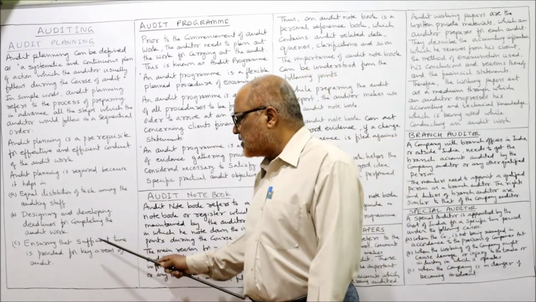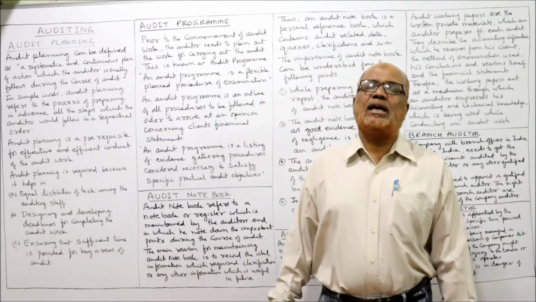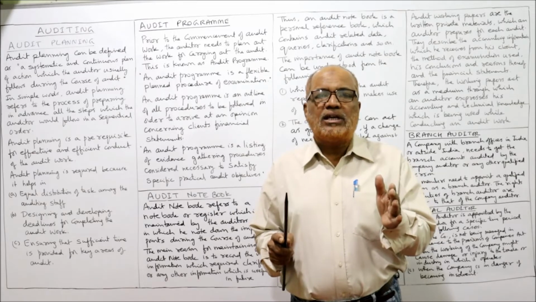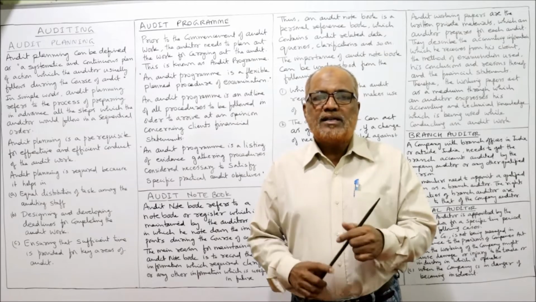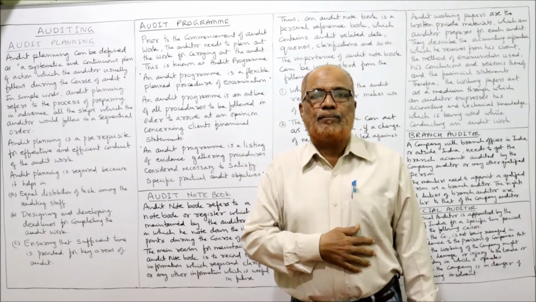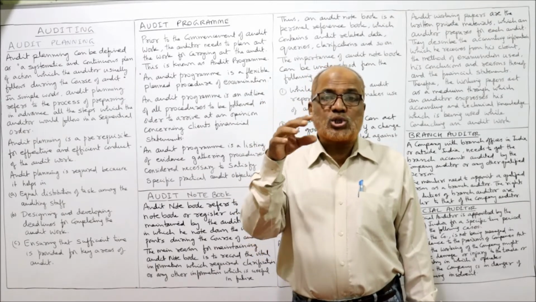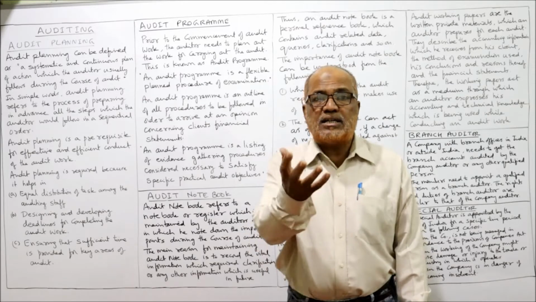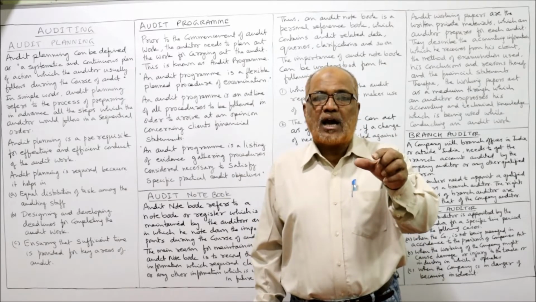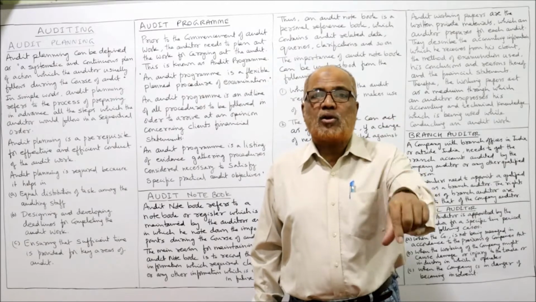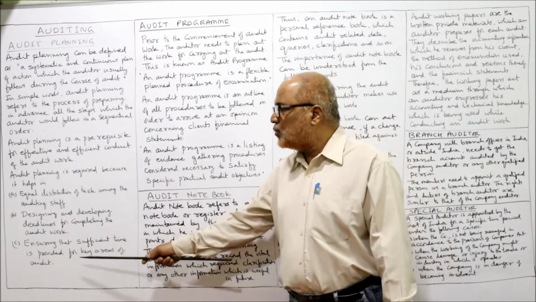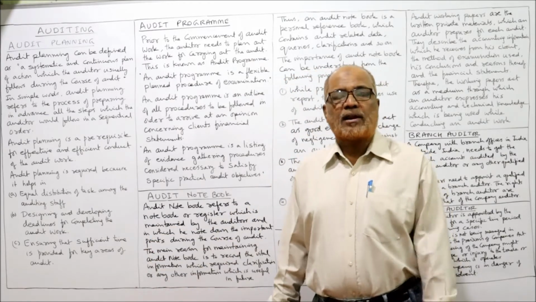The third one is ensuring that sufficient time is provided for key areas of audit. Every task of audit is not a key one, not an important one. There are some aspects where the auditor has to devote more time and scrutinize critical tasks in detail. The auditor has to find out which are the areas which require special concentration in auditing.